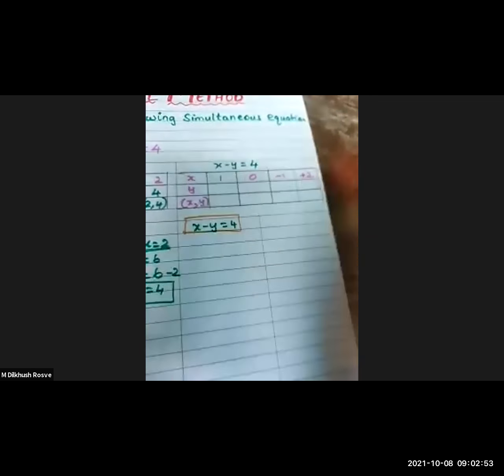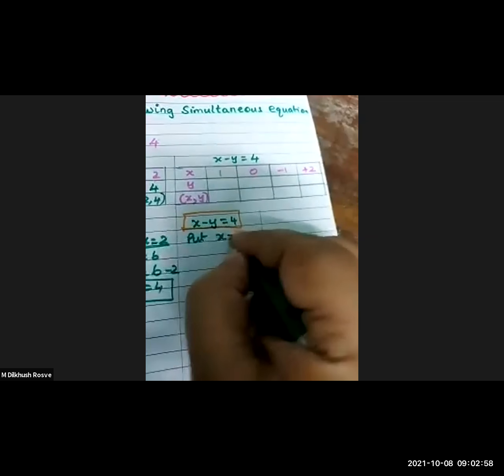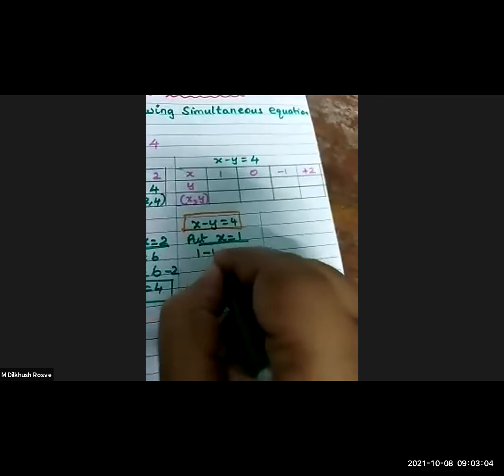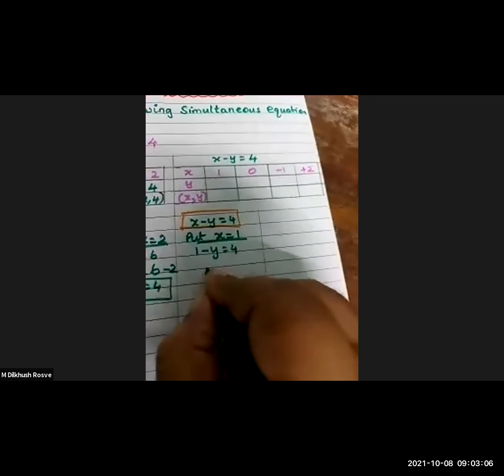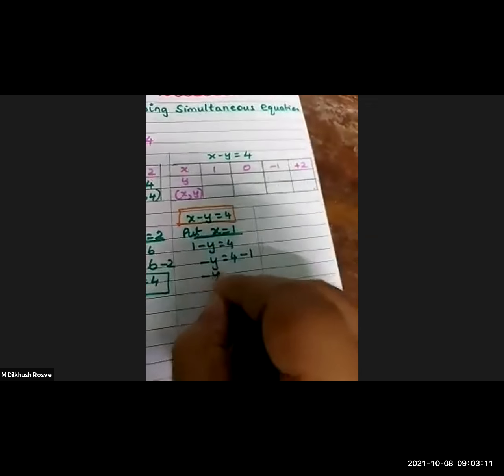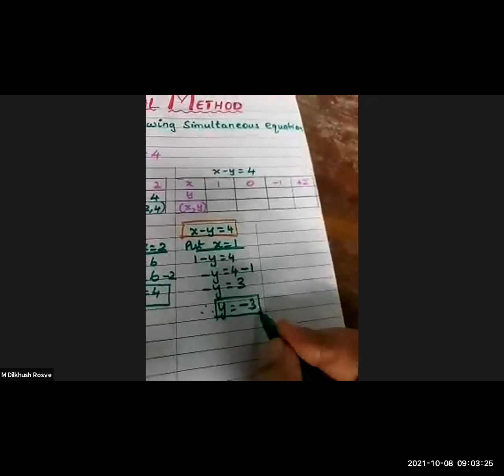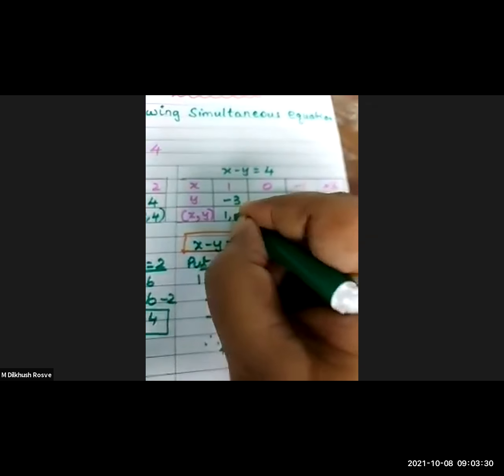So you highlight this, and now you can easily find out. See, put x equal to 1. So in x place you put 1. So 1 minus y equal to 4. This plus 1 comes this side, minus 1. Minus y equal to 3. Therefore, y equal to, you multiply by minus. Minus into minus is plus, and plus into minus is minus. You will get minus over here. Y equal to minus 3. So I can write here minus 3. So 1 comma minus 3.